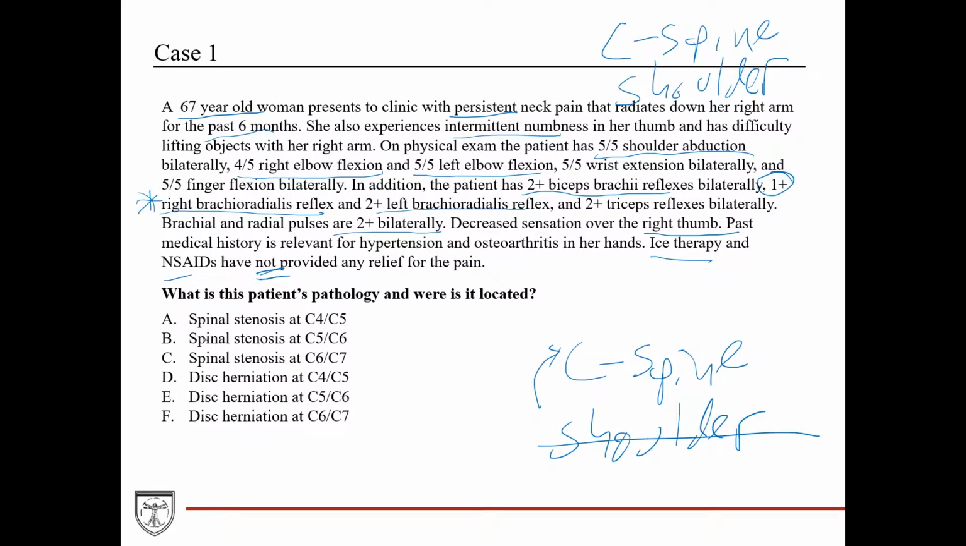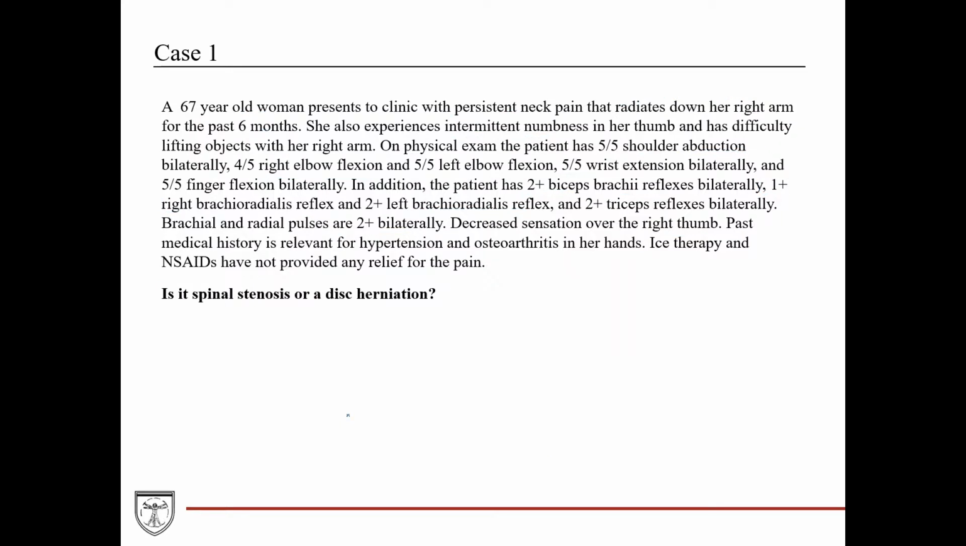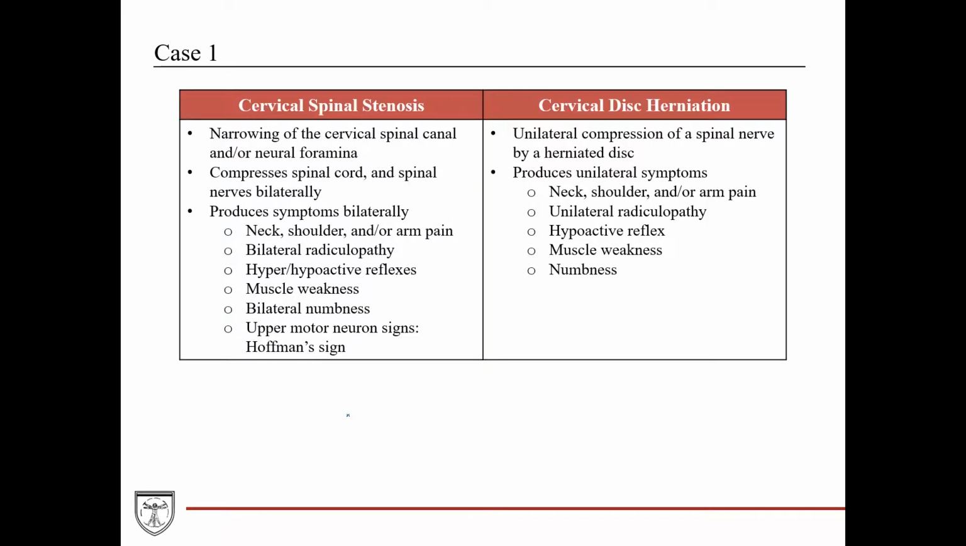So now if you look at the answer choices, you have some answer choices that are spinal stenosis, some that are disc herniation, and then they're really asking what spinal level is the pathology at. So you've got to figure out two things here: what the pathology actually is, and then what level it's at. And so the first question is, is it spinal stenosis or a disc herniation? So let's take a minute here and use this as a teaching point. Cervical spinal stenosis versus cervical disc herniation. So let's do a little drawing down here.